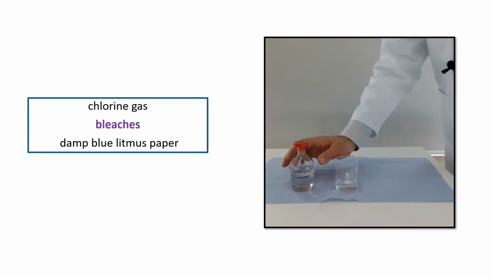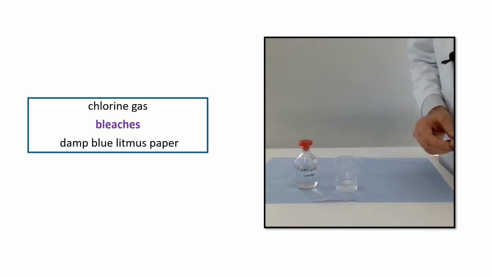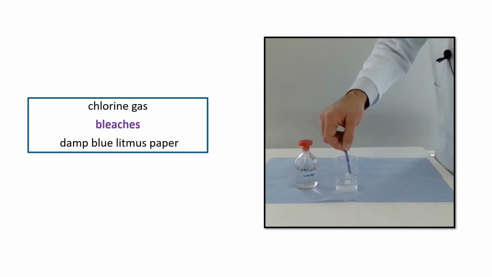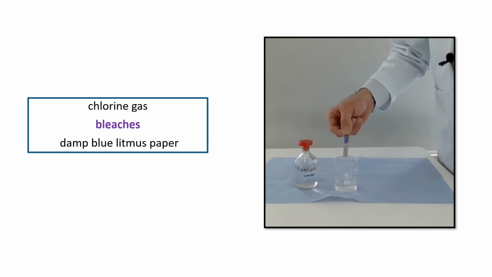So for chlorine, I have chlorine water, which is a source of chlorine, and I take some blue litmus. Blue litmus is placed into the source of chlorine, in this case chlorine water, so the change will be relatively slow, but we'll see that there is an immediate bleaching effect. So chlorine bleaches blue litmus paper.